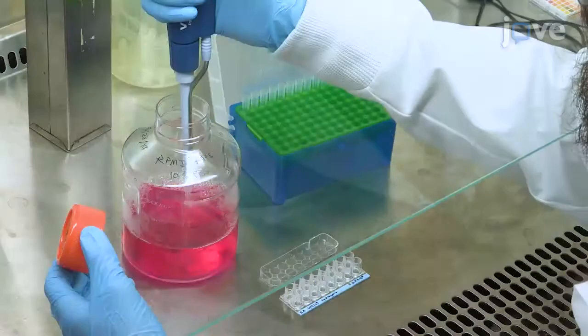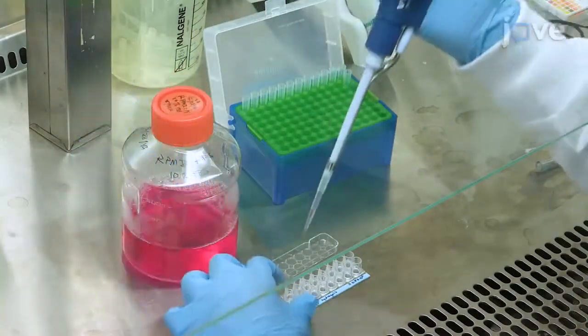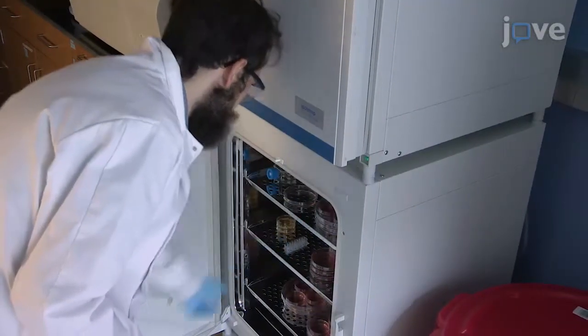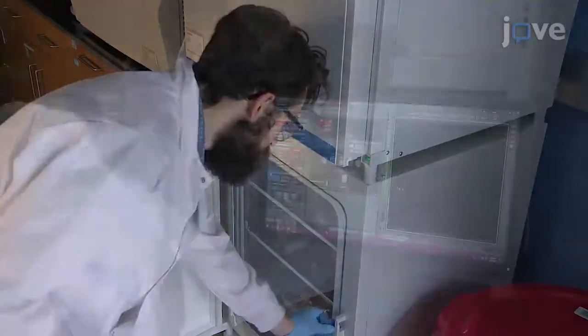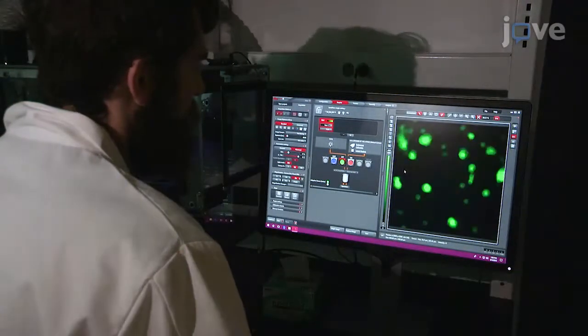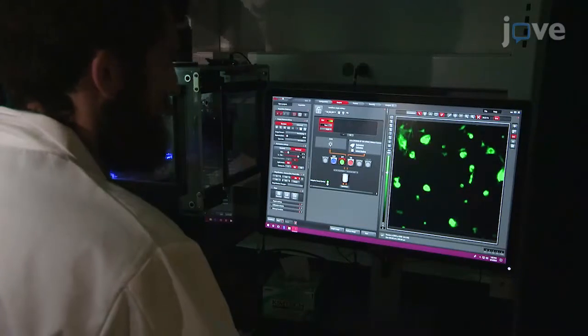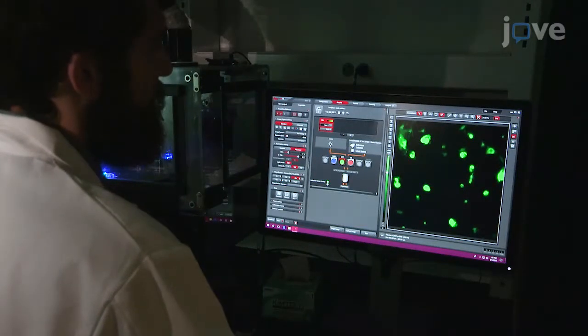After this, add 100 microliters of complete RPMI media to each well. Continue to incubate at 37 degrees Celsius for 48 hours. Then, use a fluorescence microscope to observe the cells at an excitation wavelength of 590 nanometers and an emission wavelength of 618 nanometers.